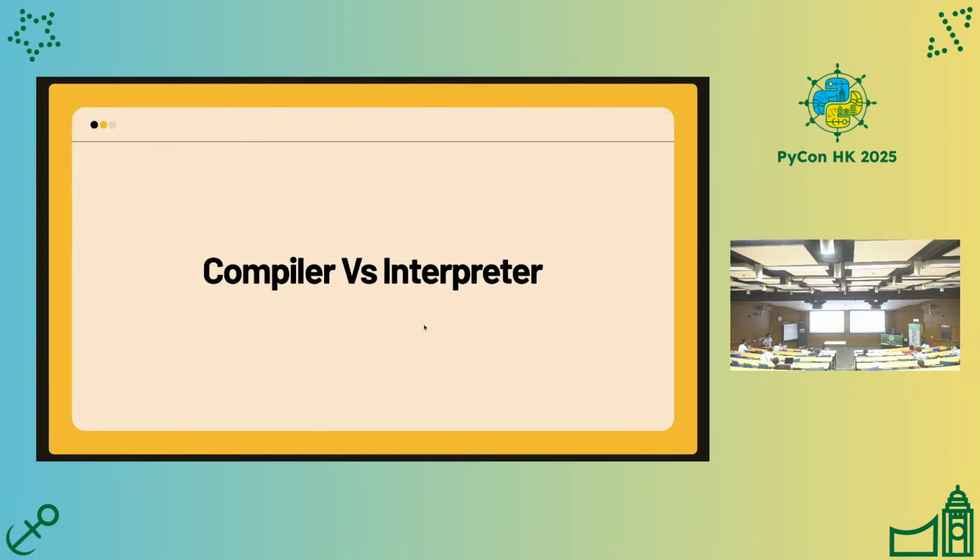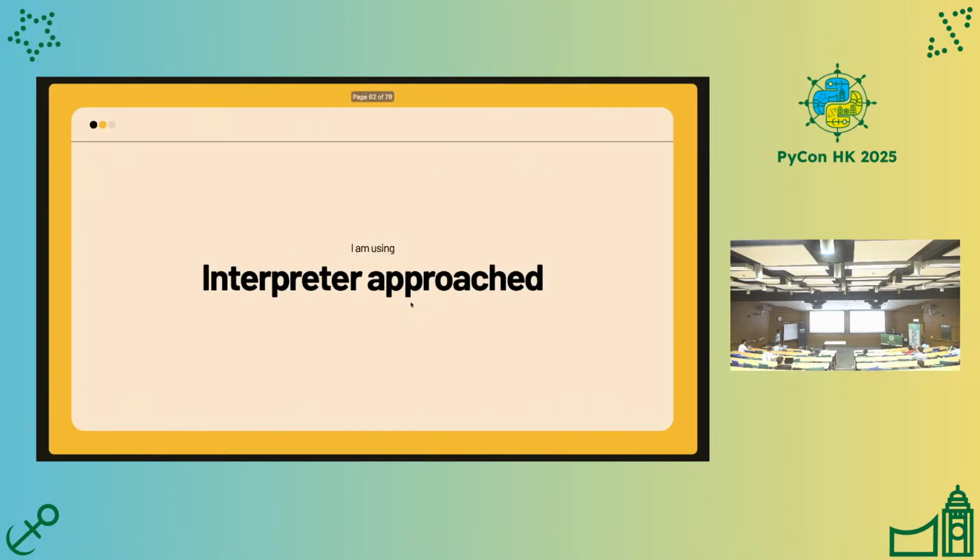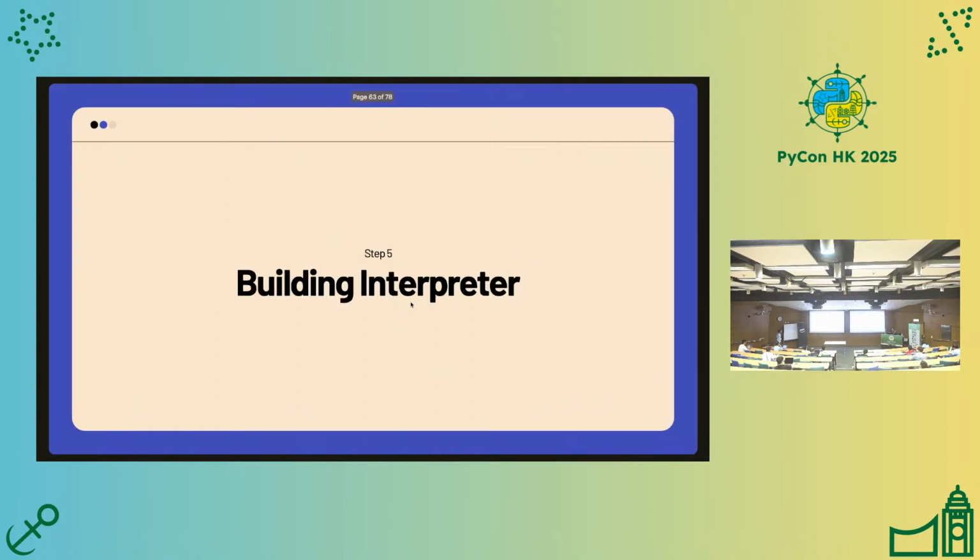And I want to talk about compiler and interpreter. With a compiler, you have your domain-specific language, you parse it, and that information is generated into machine code or another language like Python, and then you run that code. The interpreter removes the code generation step, and you just use that parsed information to execute however you want. So we're going to take the interpreter approach here, and we have to write the interpreter.